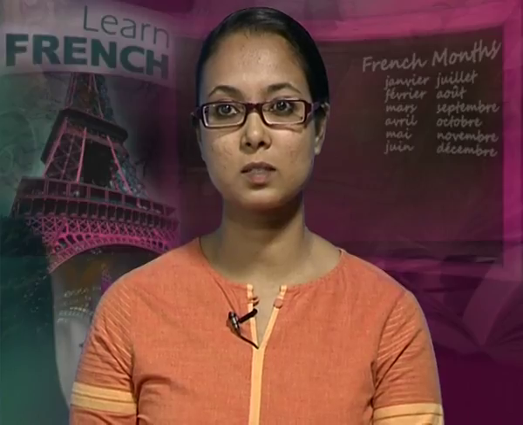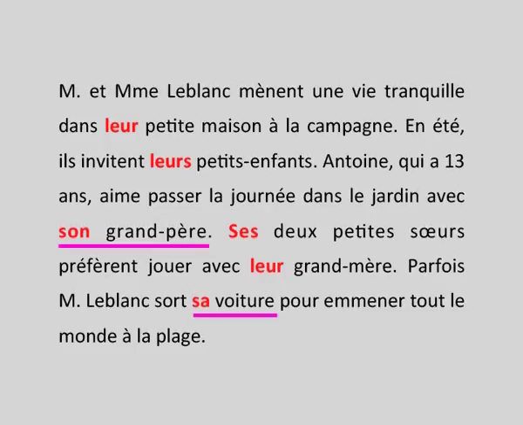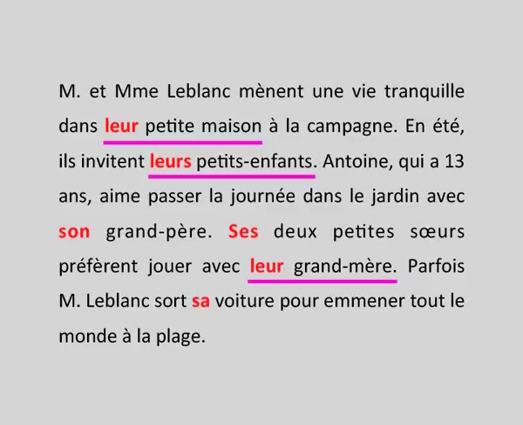The possessive adjectives in the text correspond to the singular and plural form of the third person, il, elle, and il, elle. Son grand-père, sa voiture, and ses deux petites sœurs are examples of possessive adjectives that correspond to the singular form of the third person. Leur petite maison, leurs petits enfants, and leur grand-mère are examples of possessive adjectives that correspond to the plural form of the third person.